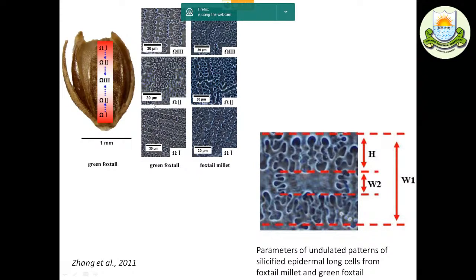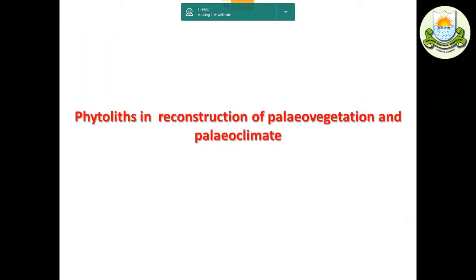So this was a glimpse of how phytoliths could also be used in identifying plant domestication practice in the past. Now come to our point. My focus is the reconstruction of paleovegetation and paleoclimate using phytoliths.